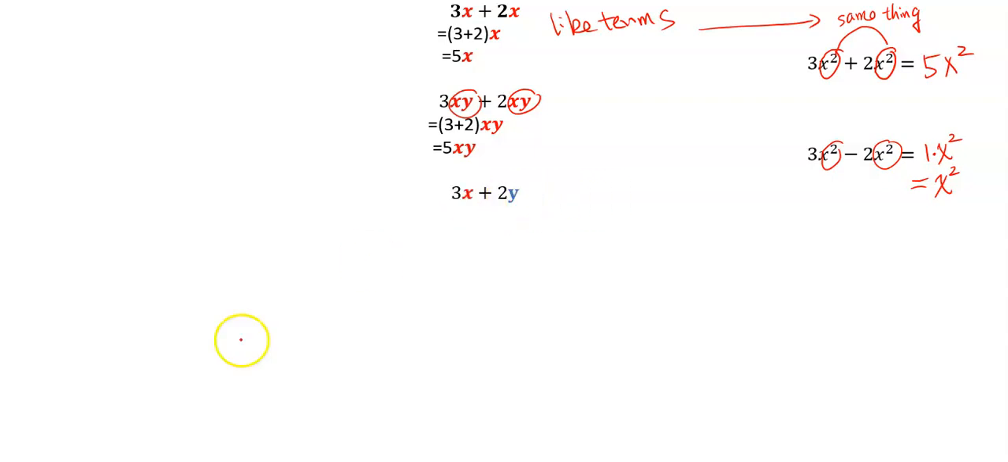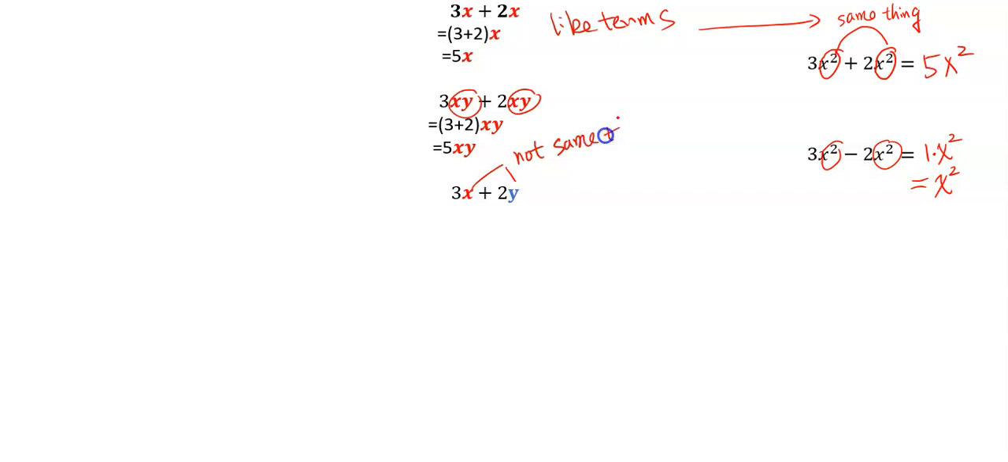Now let's look at 3x plus 2y. Notice that I use a different color. x and y may not represent the same number. Again, x can mean apples, y can mean oranges. So 3 apples plus 2 oranges is not going to give us 5 apples or 5 oranges because they don't match. They're not the same item, not the same thing.